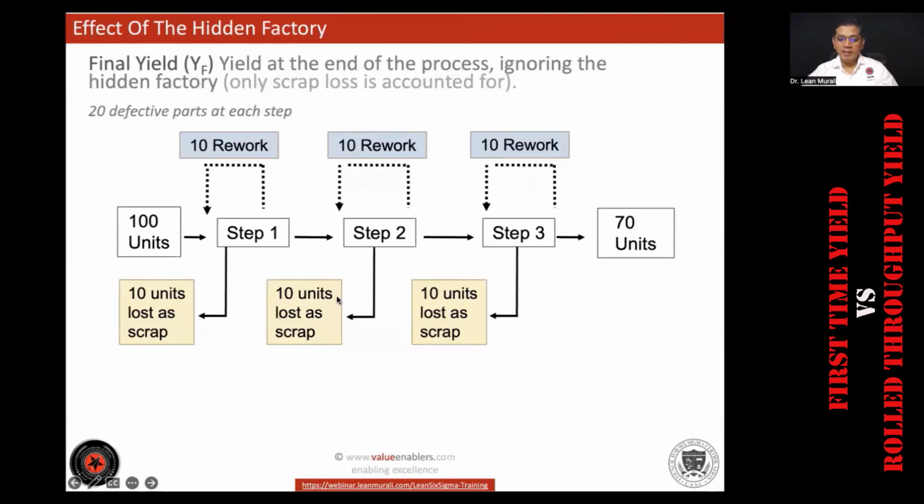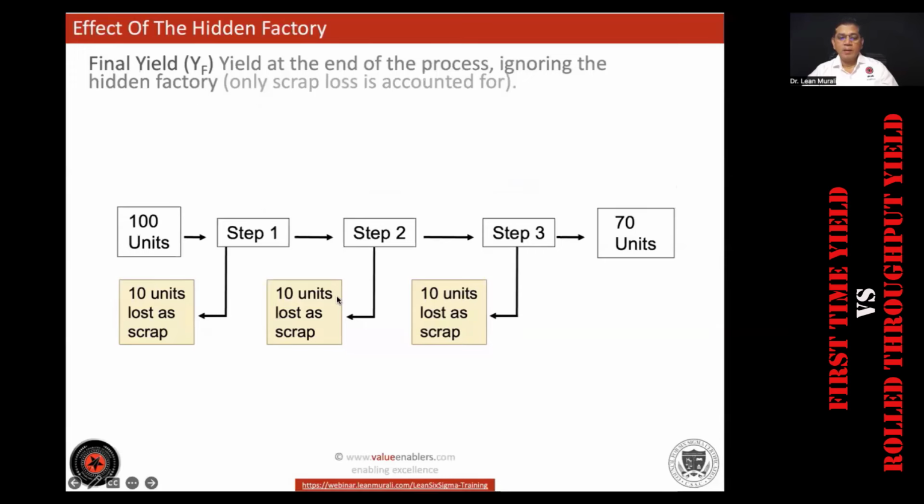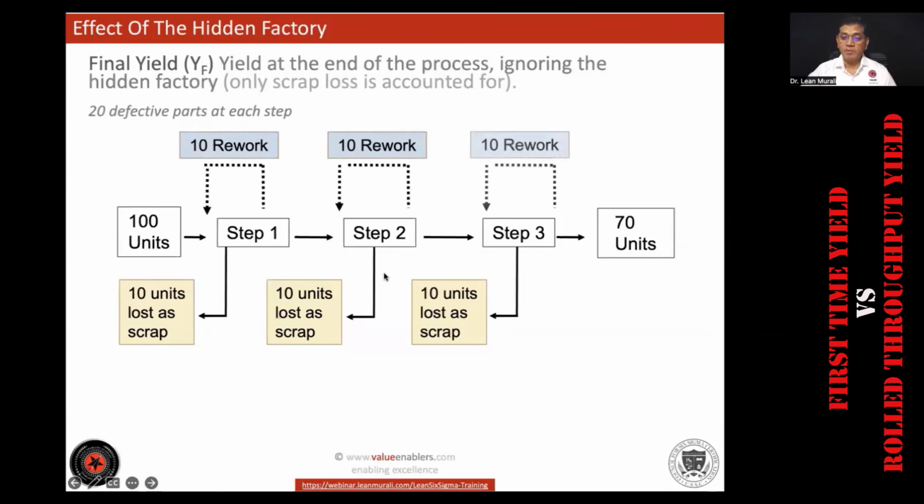Let me repeat again. If there were 10 scrap in each of these steps, then straight away 70 units is the final yield. This is one situation. But let us look at the other situation, where 20 were defective and 10 were reworked in each of these steps. But still the final yield is the same, 70. If this is clear, type super clear in the chat box.